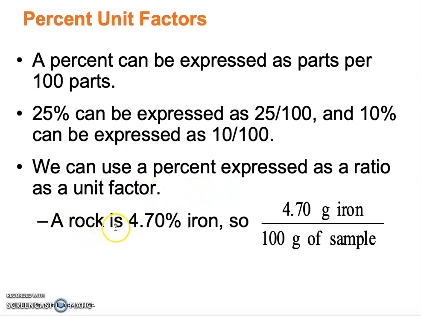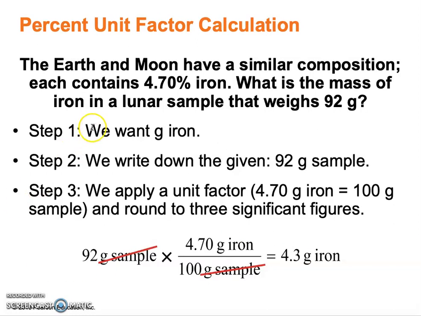For example, a rock is 4.70% iron, so you can write it as 4.70 grams of iron over 100 grams of sample. How can you use a percent unit factor for calculation? Let's look at the example. The Earth and Moon have a similar composition. Each contains 4.70% iron. What is the mass of iron in a lunar sample that weighs 92 grams?